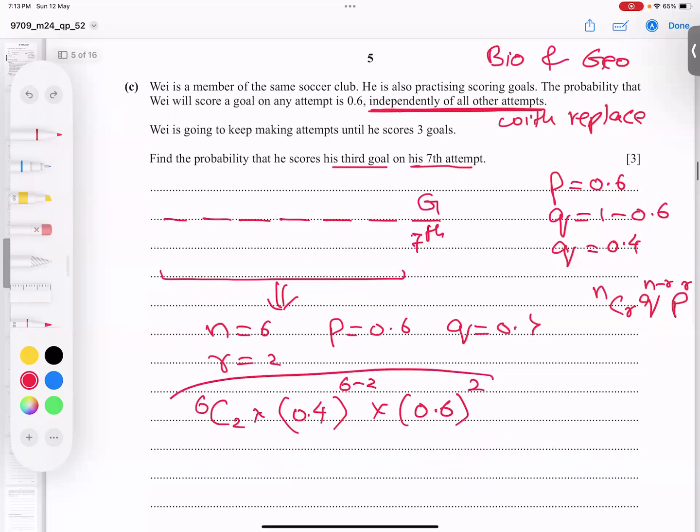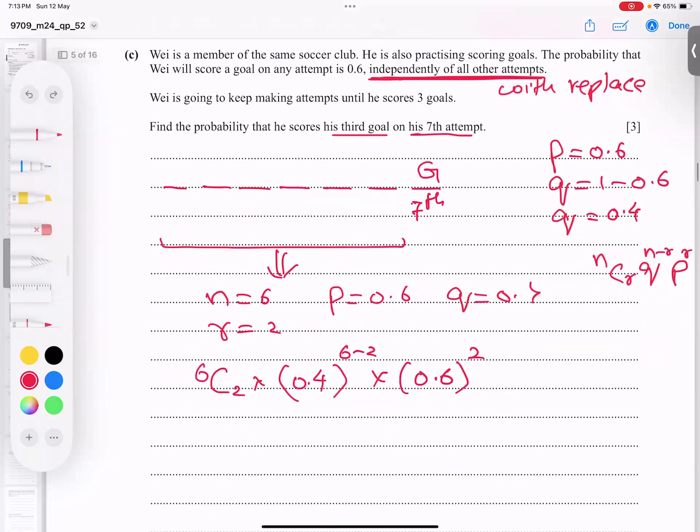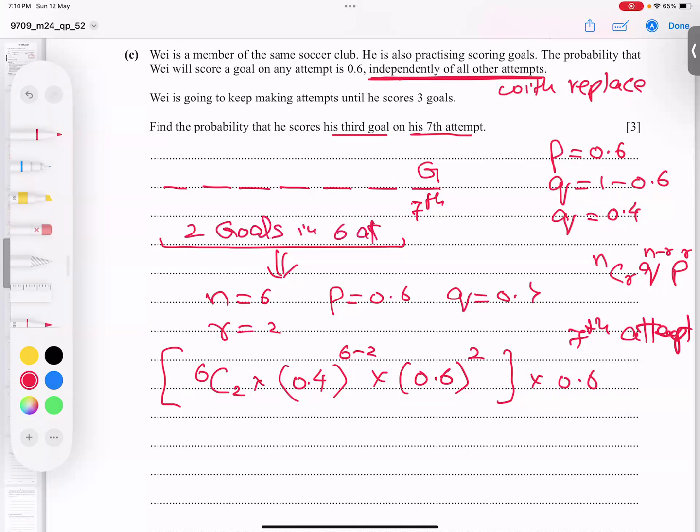Now, this is a probability. This is the answer for these 6 attempts. I hope you got my point. And times 0.6 comes for the 7th attempt. I think it is clear. This is the whole story for 2 goals in 6 attempts. And in the 7th attempt, naturally a goal is there according to the situation, according to the plan.